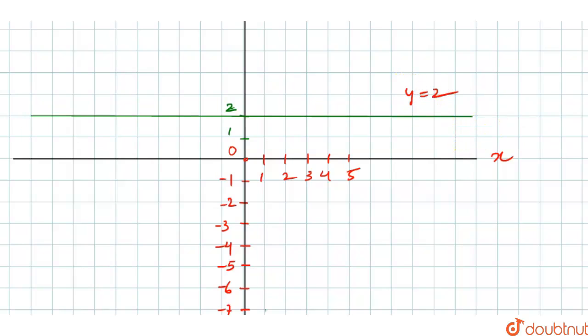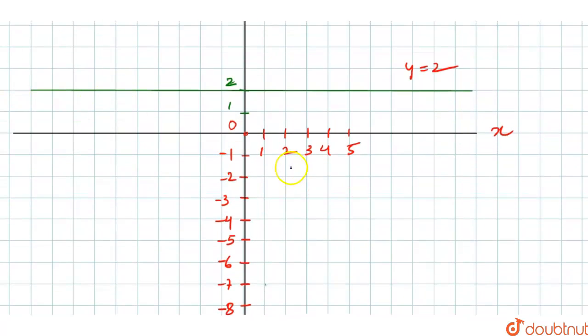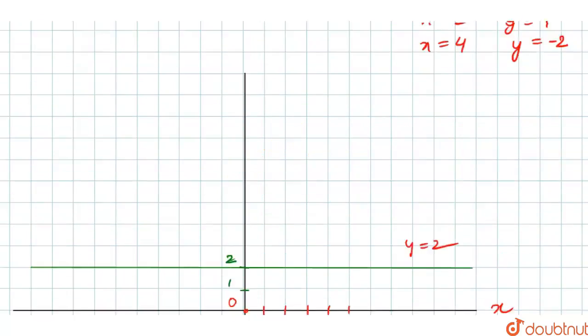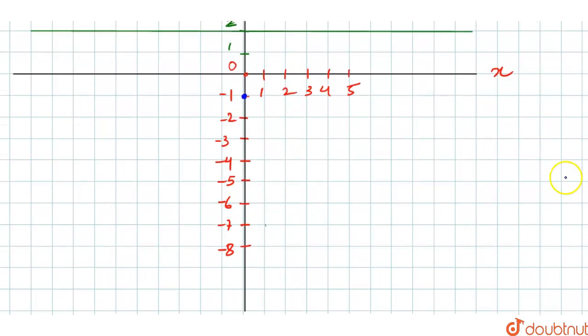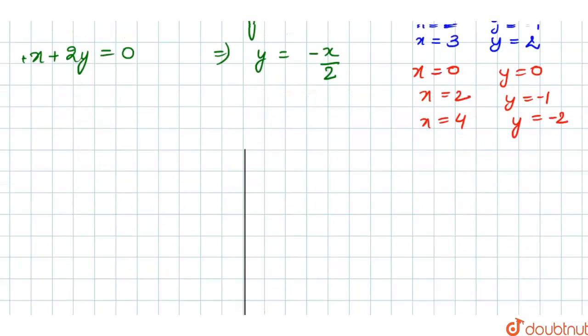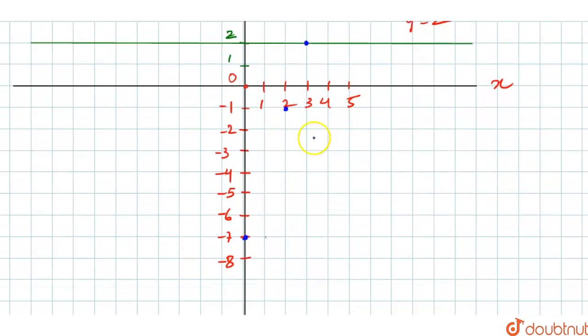Now the points on the second equation are 0 and minus 1, 2 and minus 1. So 0 and minus 7, this is your 0 and this is minus 7, and 2 with minus 1. So this is the other point. And the third point is 3 and 2. So 3 is this and 2 is on the y-axis. So this is the 3 and 2 point. So we will now join these points.